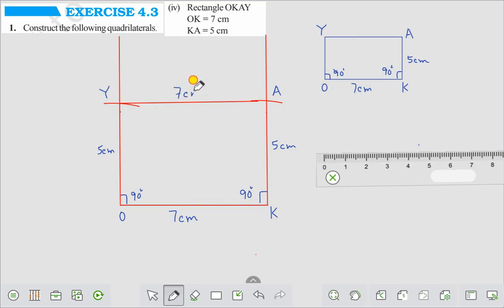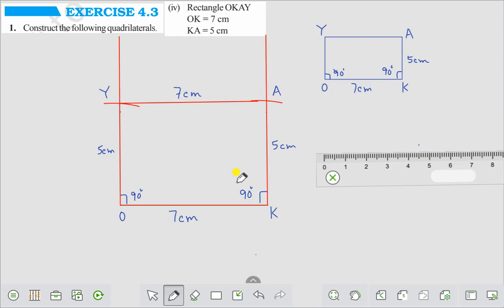Again we are repeating how we draw this rectangle OKAY. First of all, take OK 7 centimeter, right? At point O, make an angle of 90 degrees. At point K, make an angle of 90 degrees. From this point O, make an arc of 5 centimeter. From this point K, make an arc of 5 centimeter. This length is 5 because in a rectangle opposite sides are equal. We got this point and this point. This is A, this is Y.